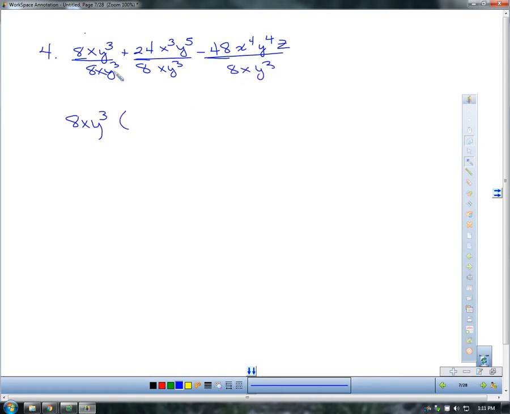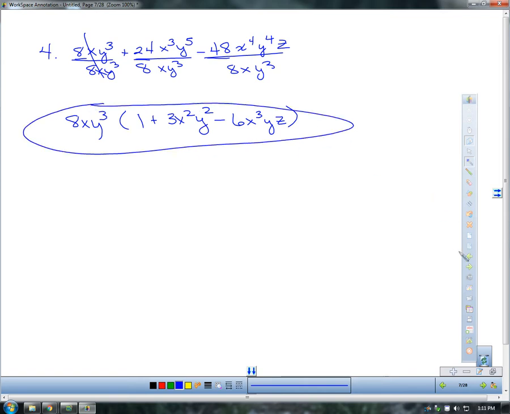So any number divided by itself is 1. 24 divided by 8 is 3. X cubed divided by x is x squared. Y to the fifth divided by y to the third power is y squared. Negative 48 divided by 8 is negative 6. X to the fourth divided by x is x cubed. Y to the fourth divided by y cubed is y. And since I didn't do anything with that z, I still have to have it in there. Since this is a royal mess of a bunch of different things, we do not factor it any further. This is my answer.